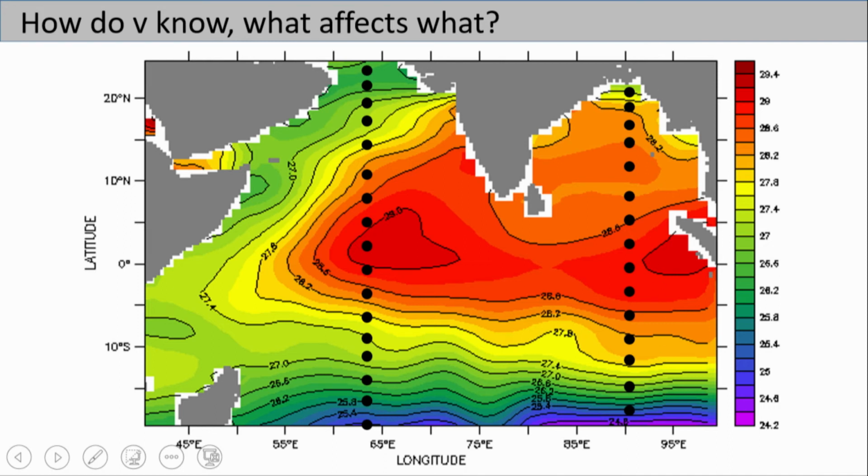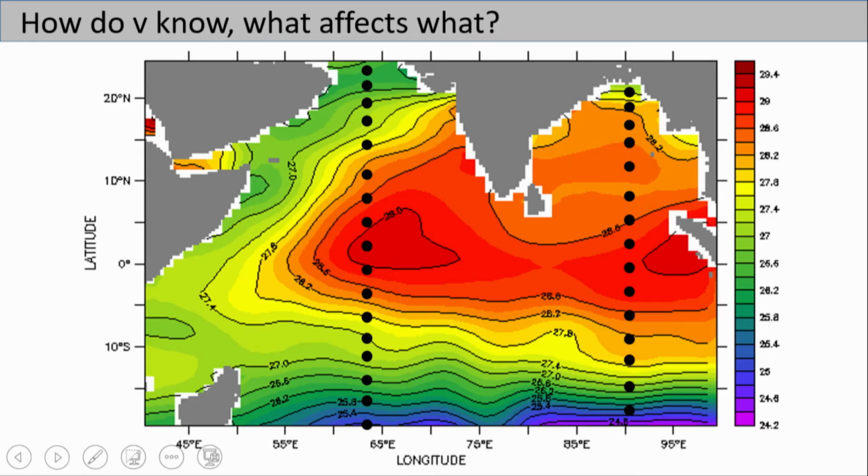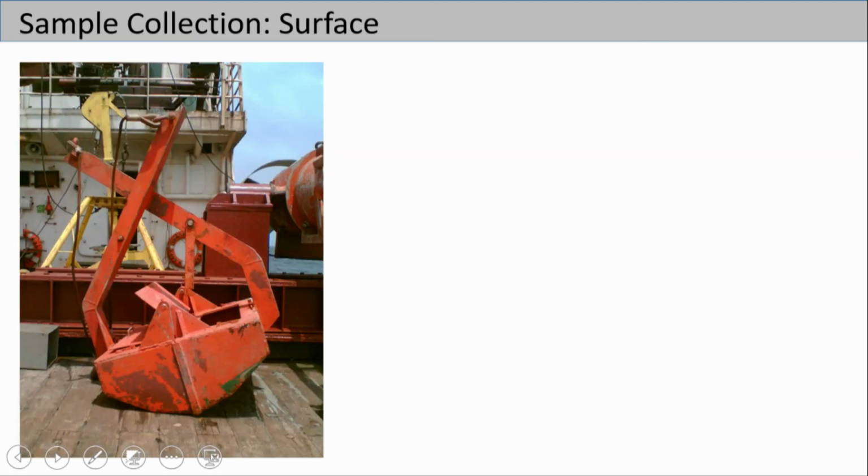So what we have done is that we have taken a ship and then taken samples at regular intervals. We collect, say, water or sediment samples at the same location. Now, once we come back to our lab, we can measure a lot of parameters on them. And first, I'll show you how we collect these samples.